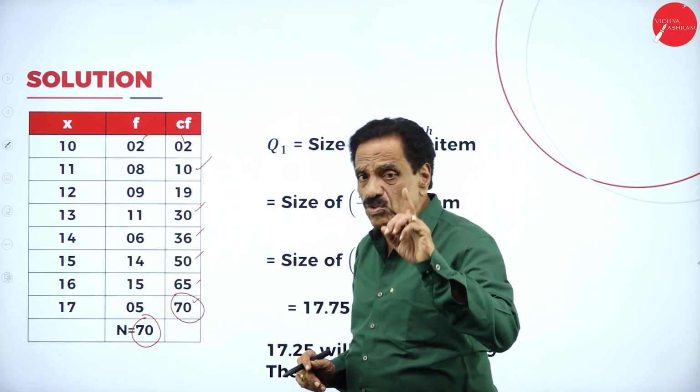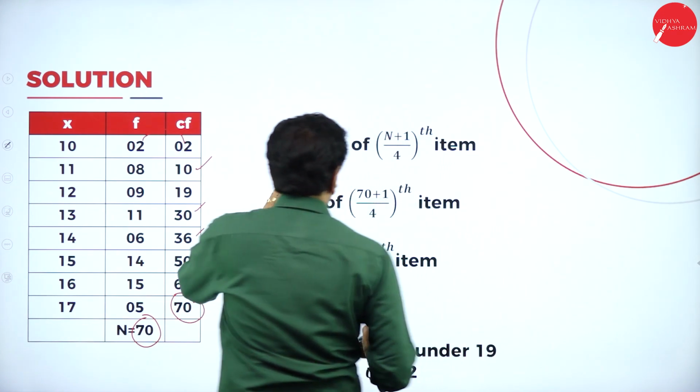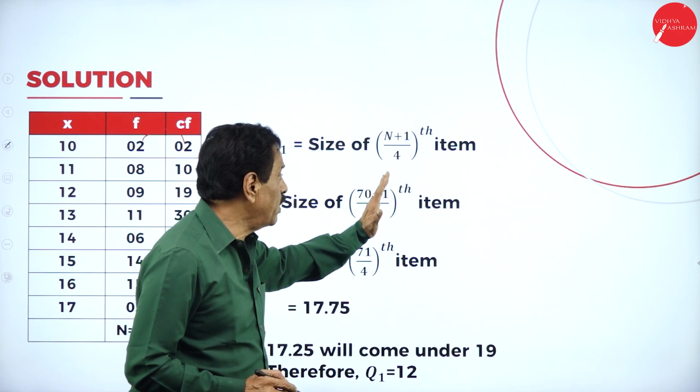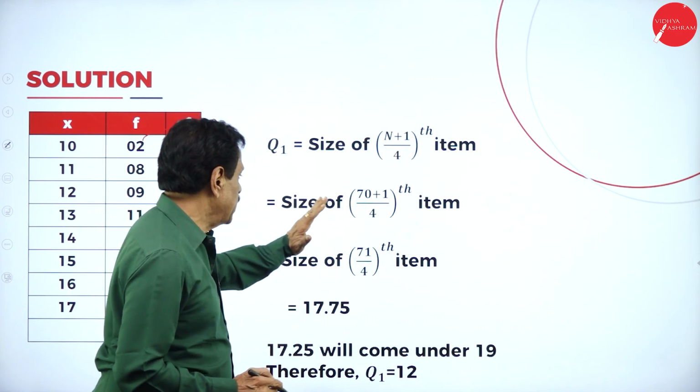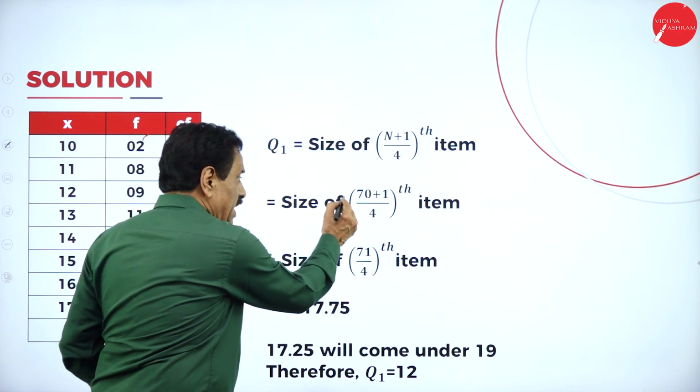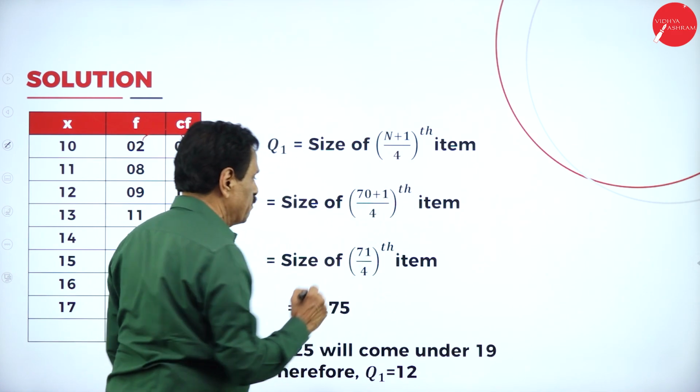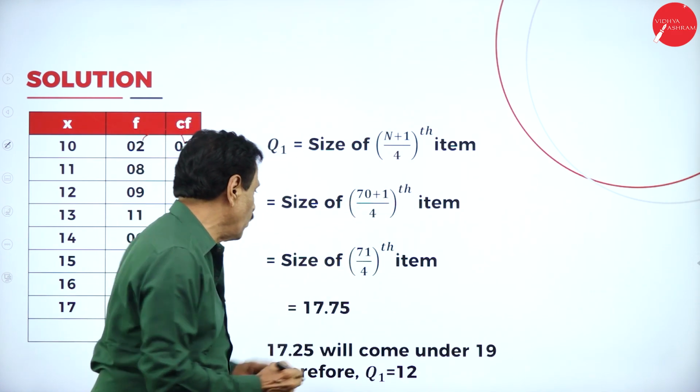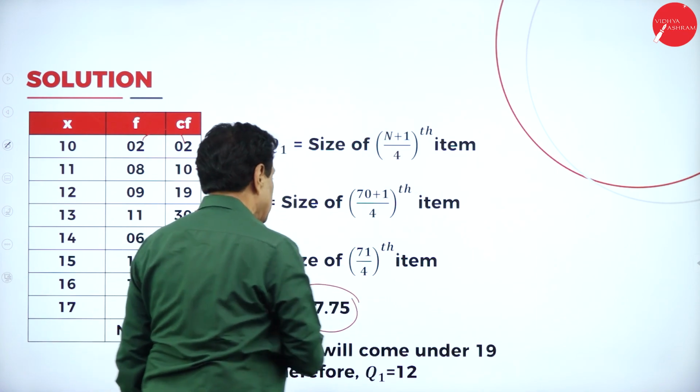Apply Q1, Q3 and the quartile deviation. Q1 is equal to the size of (n plus 1) divided by 4th item. What's your n? 70 plus 1 divided by 4th item. So 71 divided by 4, it will come 17.75.